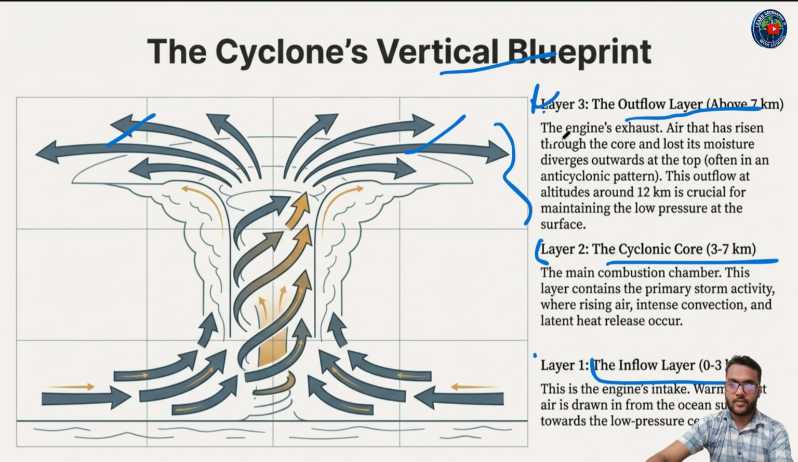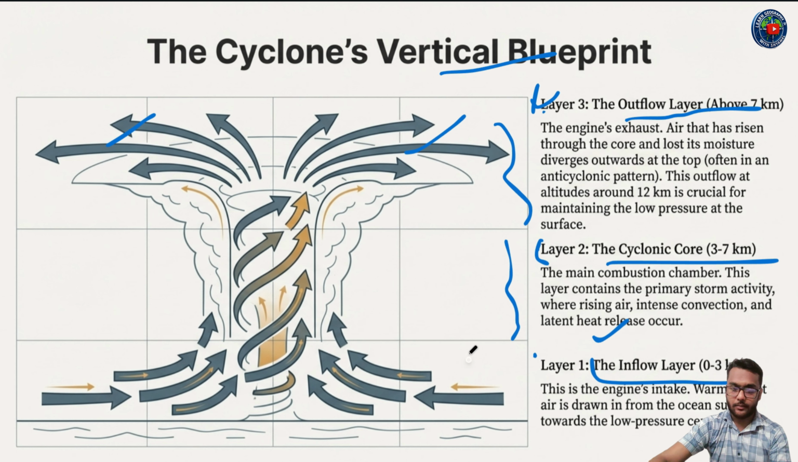This is the outflow layer. The engine's exhaust air that has risen to the core and lost its moisture diverges outwards at the top, often in an anticyclone pattern. This outflow at altitudes around 12 km is crucial for maintaining the low pressure at the surface. Then layer 2, the cyclonic core, 3 to 7 km, the main combustion chamber. This layer contains the primary storm activity where rising air, intense convection, and latent heat release occur.